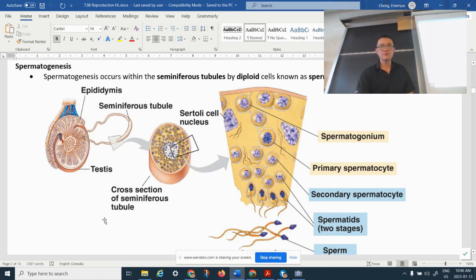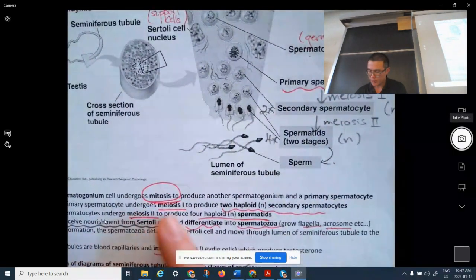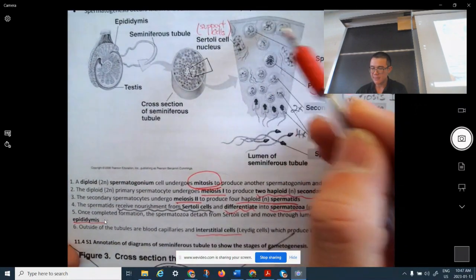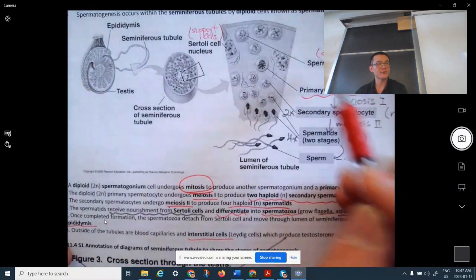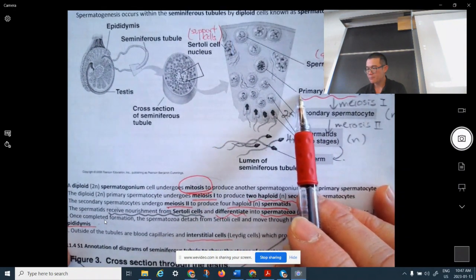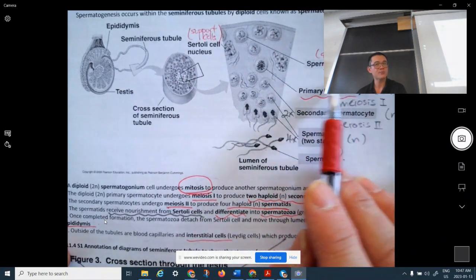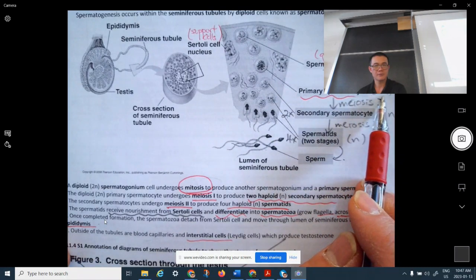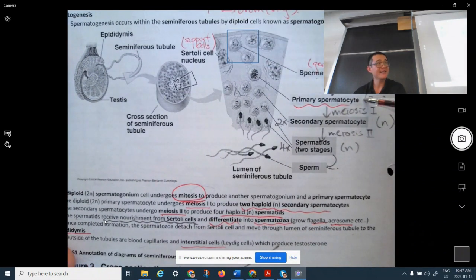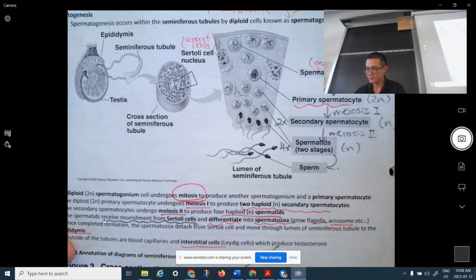Okay, so if you also look at the handout, I'm going to start writing on things too. The diploid spermatogonium, which are these cells here, are the germ cells. They are diploid. They will go through mitosis, and then it becomes primary spermatocytes, which are 2N diploid. So the primary spermatocyte would be genetically identical to the spermatogonium. It's mitosis. You're making copies. So it's still 2N.